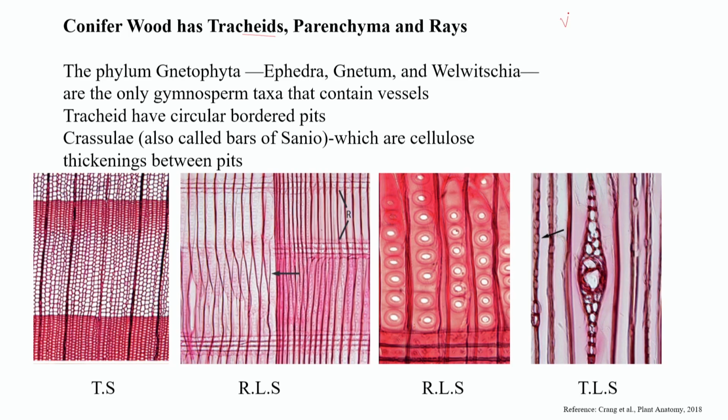Vessels are absent. Okay, so this is a very important thing. When you see the cross section, this TS is the transverse section. Many times I have told you there are different ways of cutting a tree to analyze the arrangement of all the vascular tissues in it. There are basically 3 ways of cutting a tree.